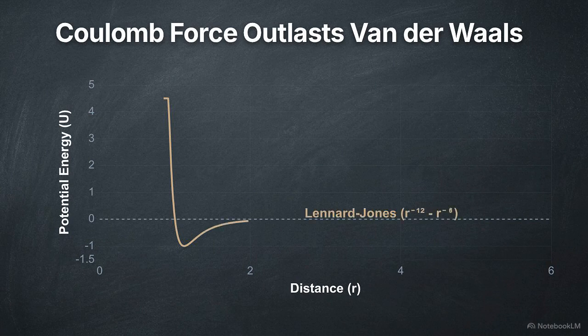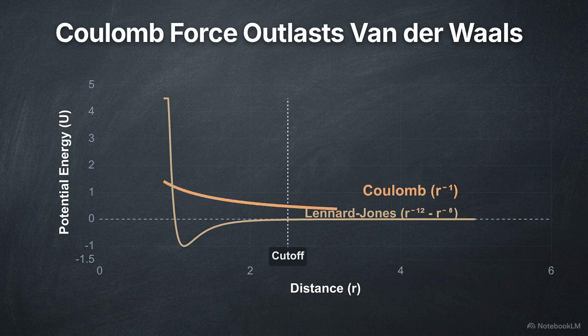The interaction is defined by two terms. As the particles collide, they hit a steep repulsive wall scaling at r to the negative 12th power. As they separate, they feel an attractive tail scaling at r to the negative 6th. Because that attractive force is divided by the distance to the 6th power, it converges to zero very rapidly. After a few nanometers, the atoms effectively stop interacting.